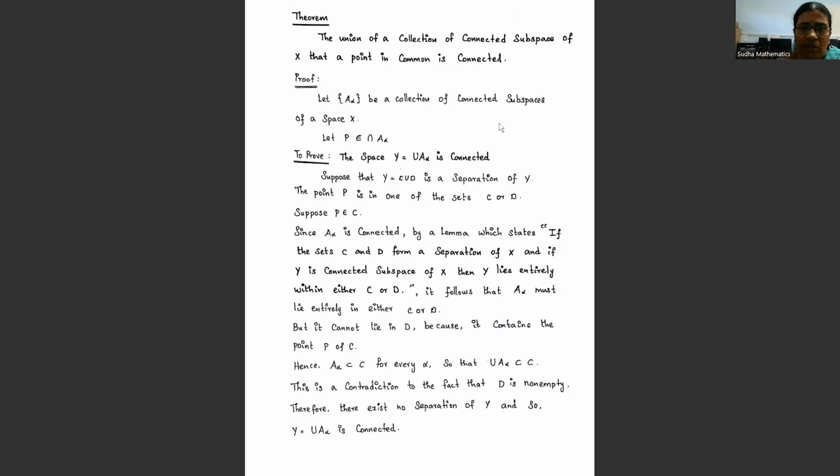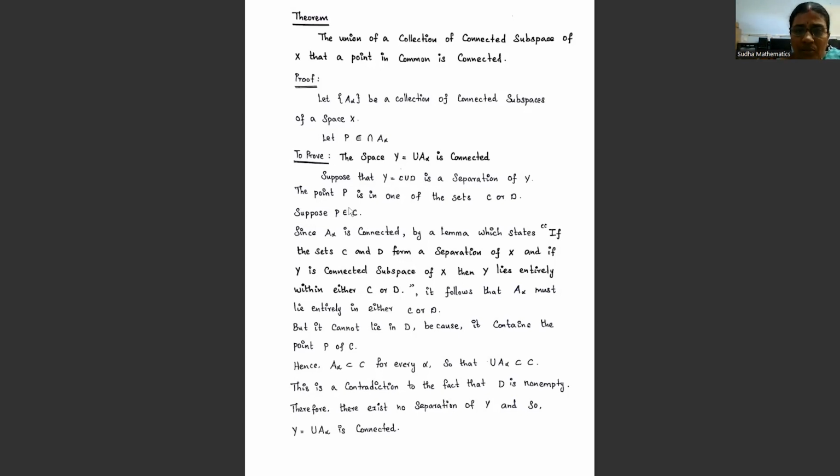So assume the contrary. That is, C and D form a separation of Y. So to prove Y is connected, I assume the contrary, that there exists a separation of Y constituted by C and D. Now the point P is in one of the sets C or D because C and D are disjoint, as they constitute a separation. Suppose that P belongs to C.